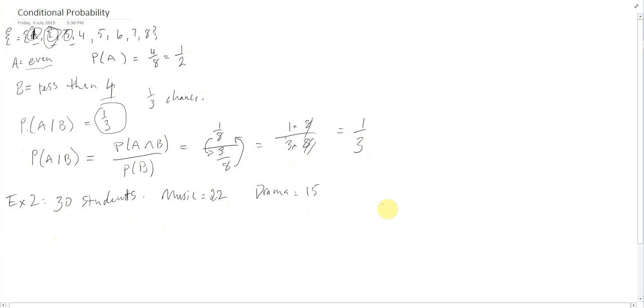So let's think about this a bit clearly to see who does both. Okay, so let's set this up using a Venn diagram to figure out who does both.